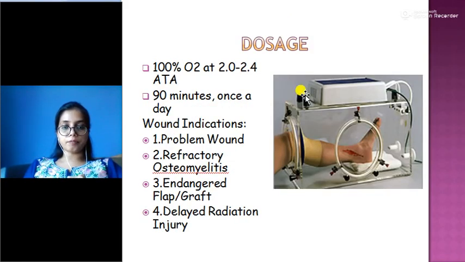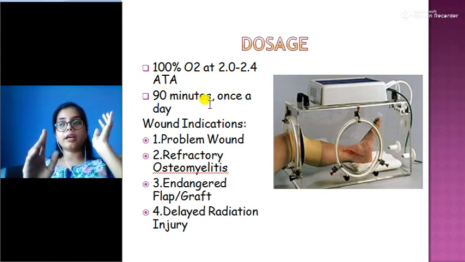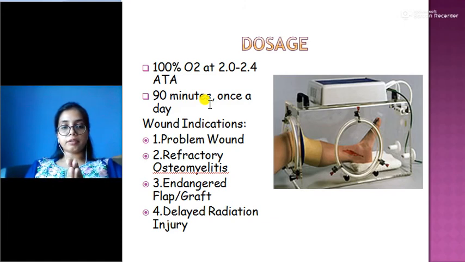This is a chamber. Whole body chambers as well as limb chambers are available. The dosage is 100% oxygen at a pressure of 2.0 to 2.4 atmospheres, 90 minutes once a day. It is very effective in skin grafting and in problematic wounds which are not healing. Oxygen helps in the formation of new blood vessels and the differentiation of keratinocytes, which are very important in wound healing. It is also helpful in refractory osteomyelitis. Osteomyelitis is infection of bone.